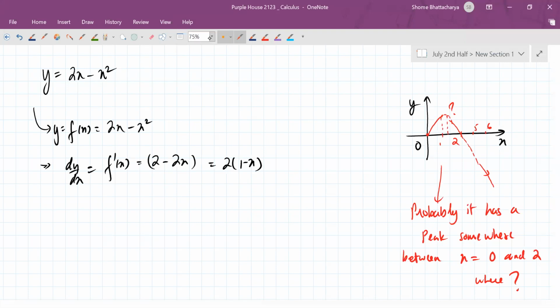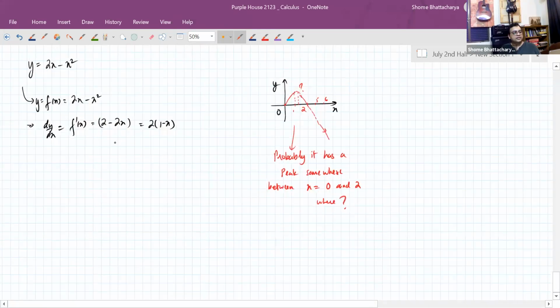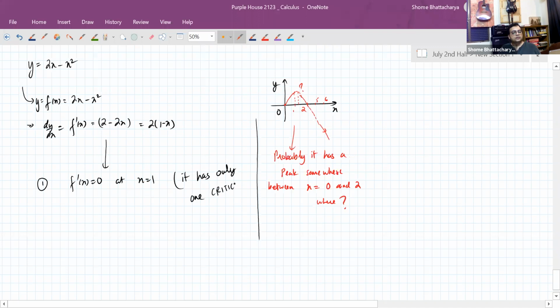Now we can analyze from this very easily what is happening. This derivative is becoming 0 only at one point. F prime x is equal to 0 at only one point in the entire values of x, which is 1. Okay, so there is only one point where there is either a peak or a dip. That's the first thing that we understand. So it has only one, what we call critical point. A critical point is either a peak or dip.